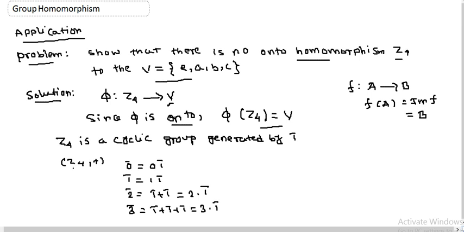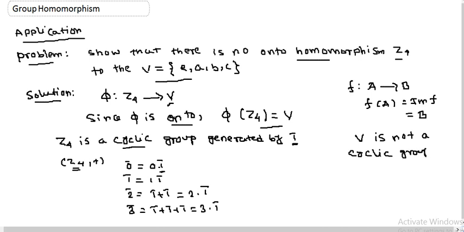You can see that each element of the group Z4 can be written as an expression, some integral multiple of the element 1 bar. So Z4 is generated by the element 1 bar. So Z4 is a cyclic group generated by 1 bar. When I was talking about cyclic groups, I showed you that V, the Klein 4 group, is not a cyclic group.